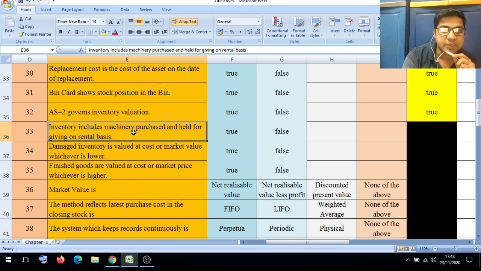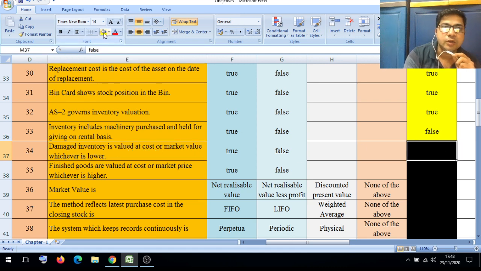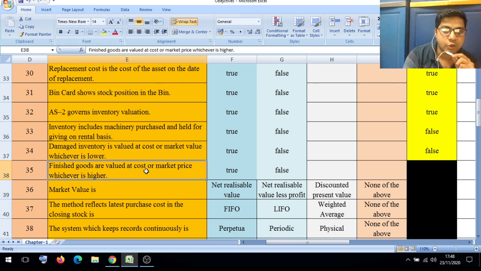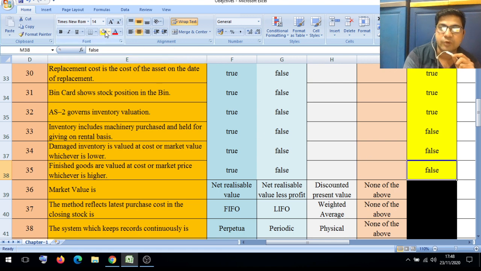Inventory includes machinery purchase ahead for giving a rental basis. It is false. Damaged inventory is valued at cost or market value, whichever is lower. Answer is false. Finished goods are valued at cost or market value, whichever is higher. Answer is false. So I hope you understood the true or false, how it will come.